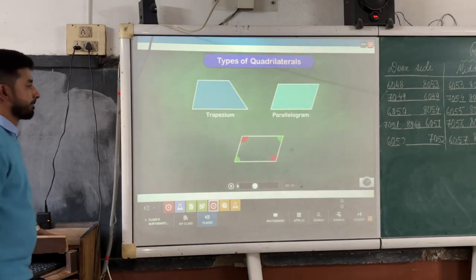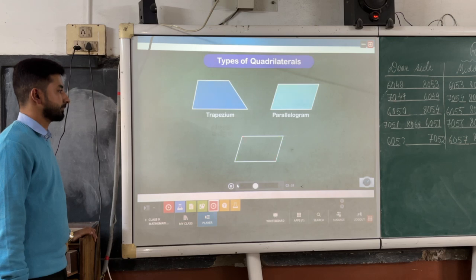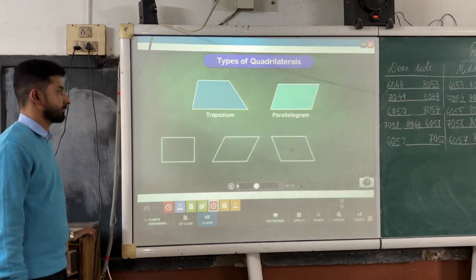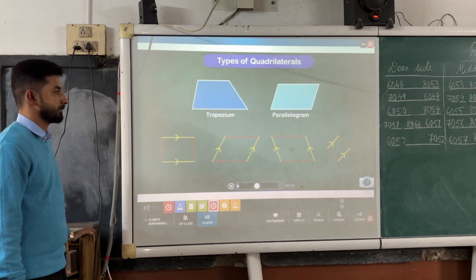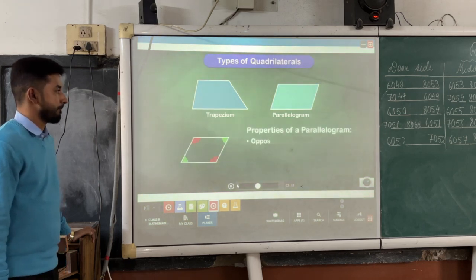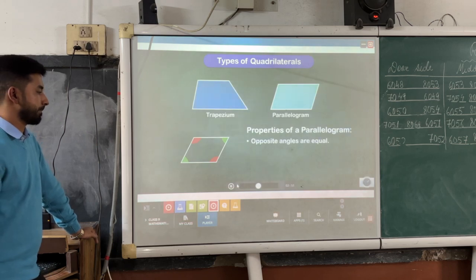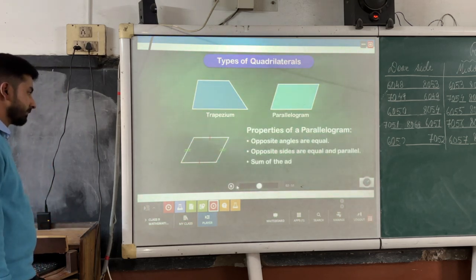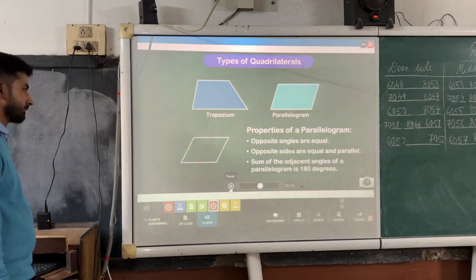Parallelograms can also have different angles. The important thing about parallelograms is that both pairs of opposite sides are always parallel. In addition, in a parallelogram, the opposite angles are equal. Opposite sides are equal and parallel. The sum of the adjacent angles of a parallelogram is 180 degrees.